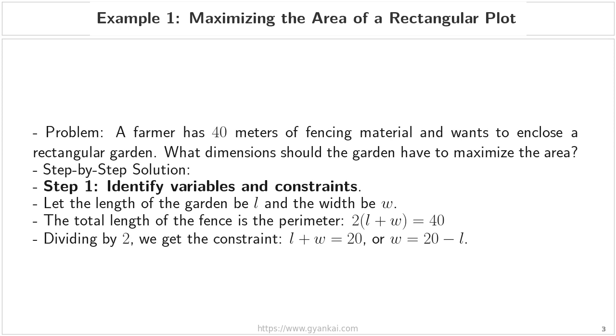To simplify this equation for later use, we can divide both sides by 2, which gives us length plus width equals 20. By rearranging this, we can express the width in terms of the length, resulting in the equation: width equals 20 minus length. This is a crucial step, as it allows us to reduce our problem to a single variable, which we will use in the next slide to formulate our objective function.